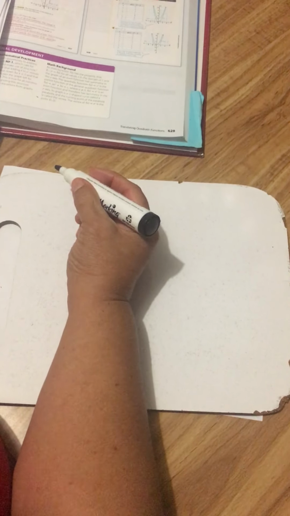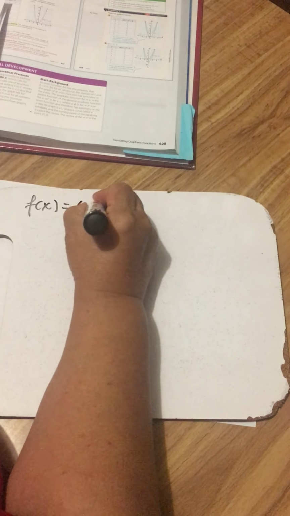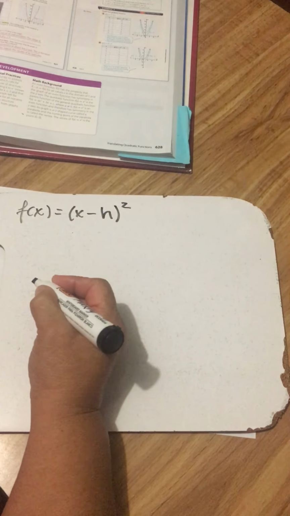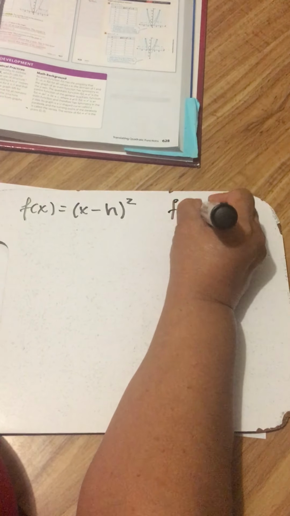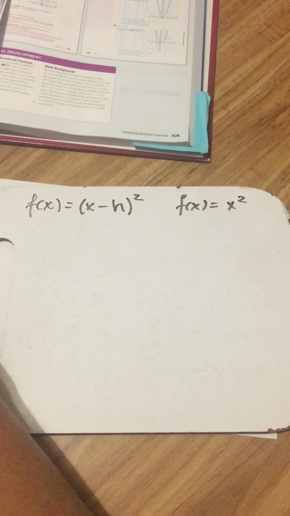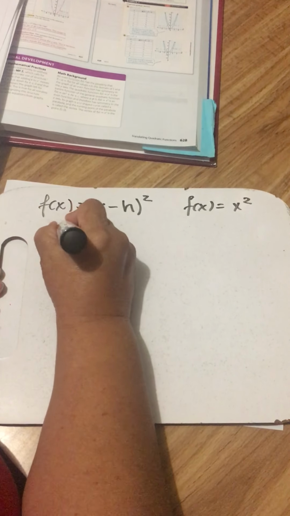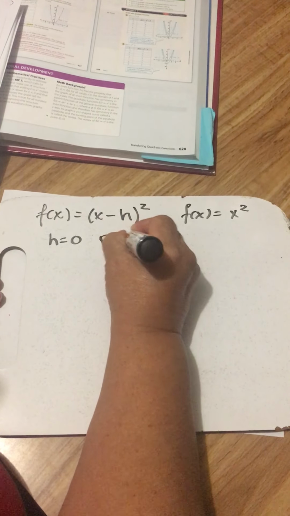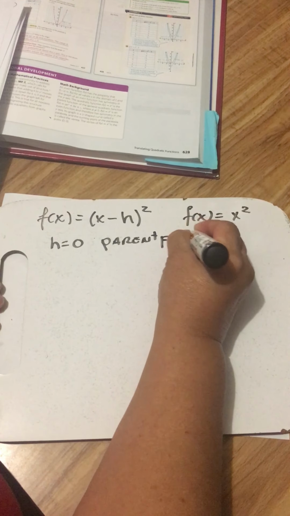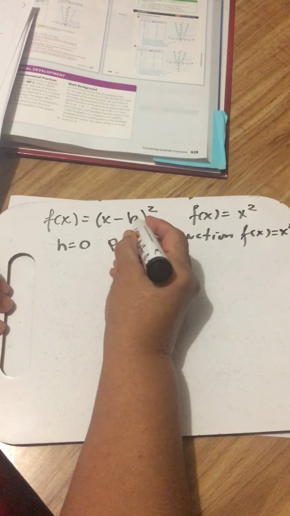Here, if you read carefully the translations, the horizontal translations, then now we're going to have f(x) equal to (x minus h) squared, because it's the parent graph, f(x) equal to x squared. Now, when h is equal to 0, we obtain the parent function, or f(x) equal to x squared, if we substitute the value here.